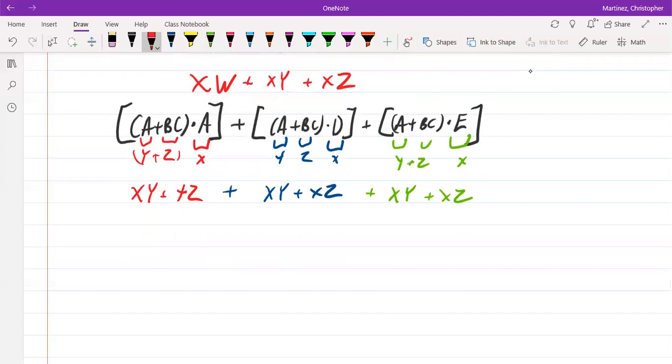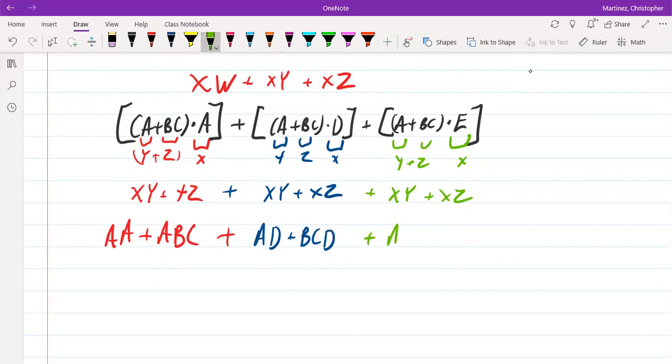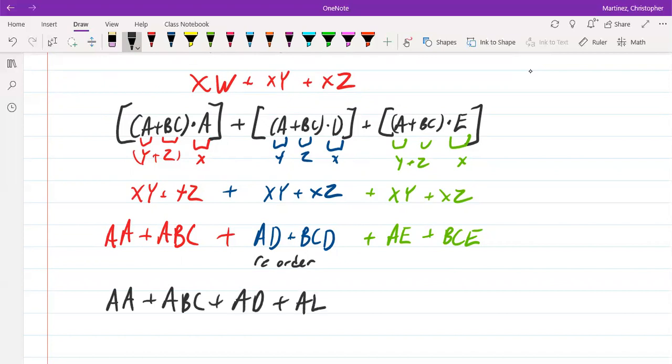Okay, so let me substitute in the red. A is X, Y is A. Okay, then the next term is A, B, C. In the blue, X is D, so I'm just going to write them in alphabetical order. So that's A, D. Then I've got B, C, D. Then the next term is E, so that's A, E plus B, C, E. Now that I have this, I'm going to just reorder. I'm going to put everything that has an A next to each other. So AA plus ABC plus AD plus AE plus BCD plus BCE.